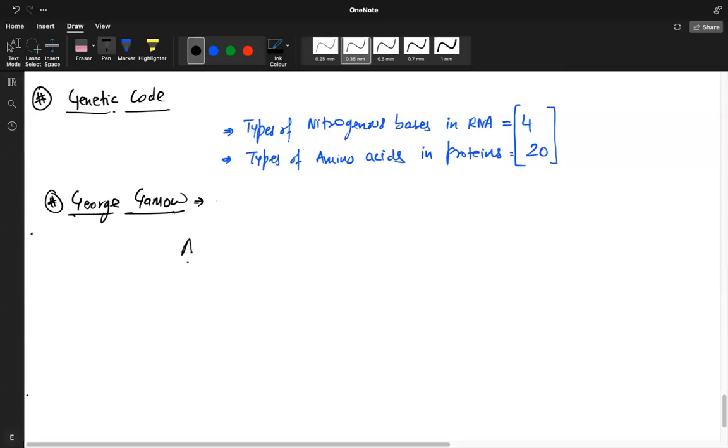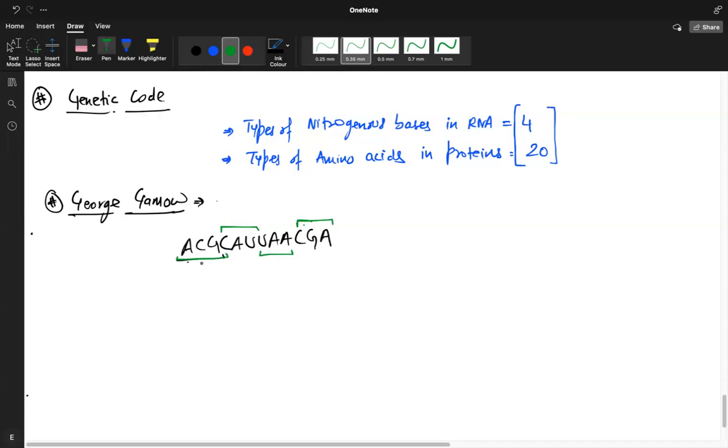He said that ATG, no, there is no T in RNA, so my bad. ACG, if this is the sequence, CAUUAACG, George Gamow said that the first 3 is one code, then the second 3 is another code: CAU, then UAA, and then CG, and let's say there is an A here, CGA, this is another code.